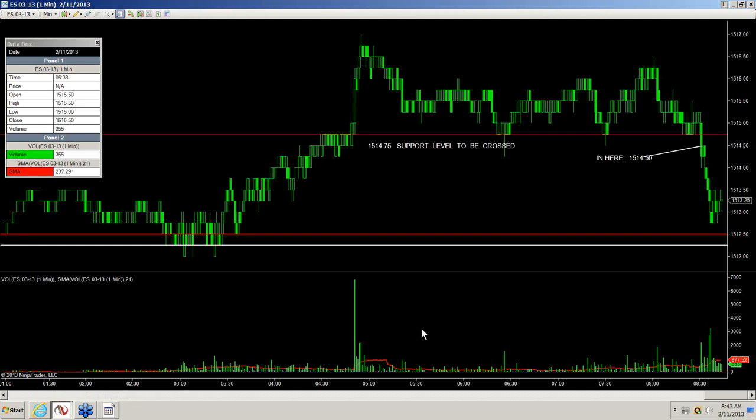1513.25, 1513.50, 1513.25. Mark to the market in real time. Looking to get to 1512.50, get our 2 points minimum.